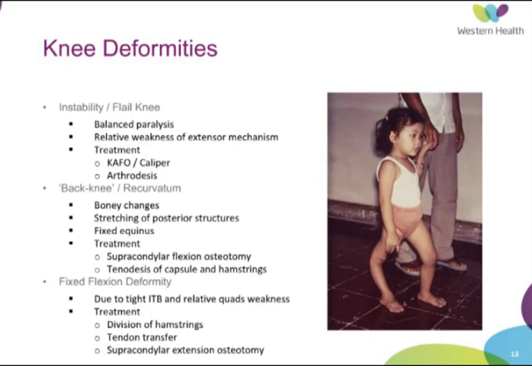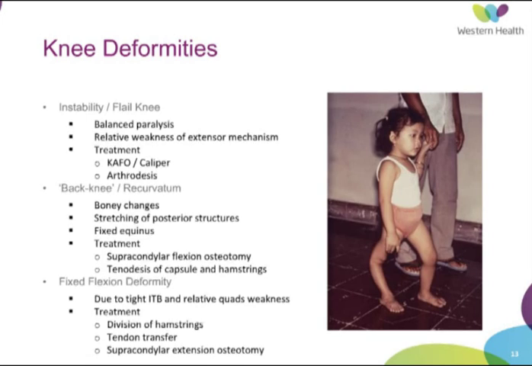In fixed flexion deformities of the knee, these are generally due to a tight ITB and quads weakness. So these can be treated by division of the hamstrings or transferring the hamstring to the quadriceps to reinforce it, or there's described bony procedures such as a supracondylar extension osteotomy.